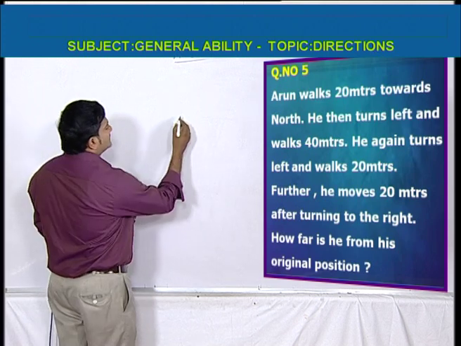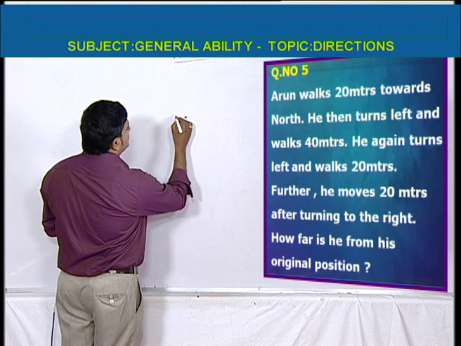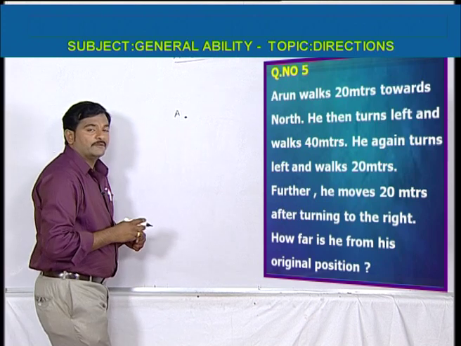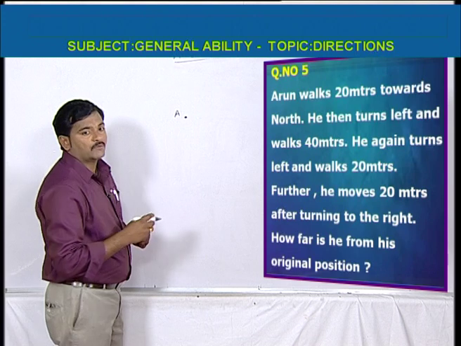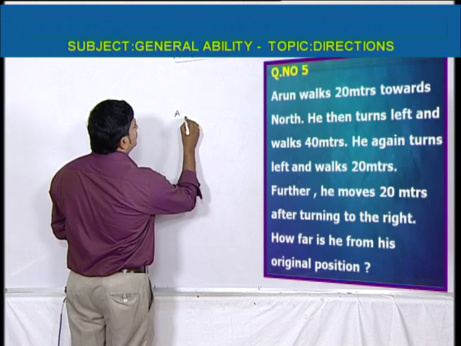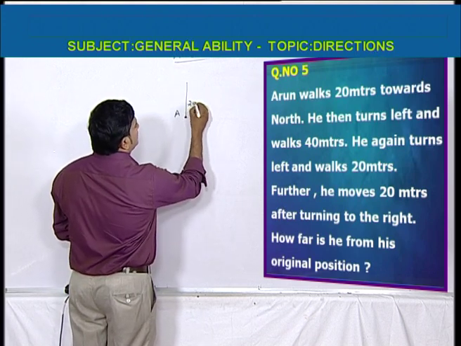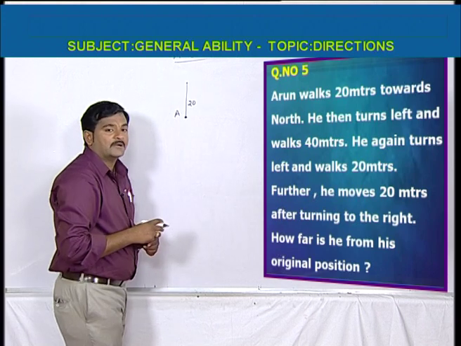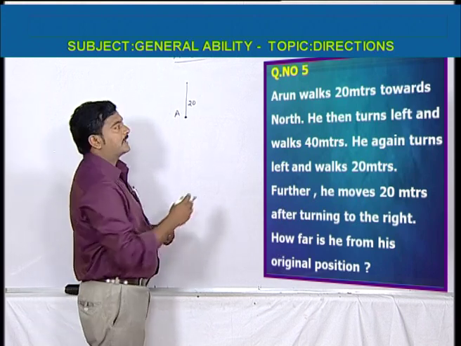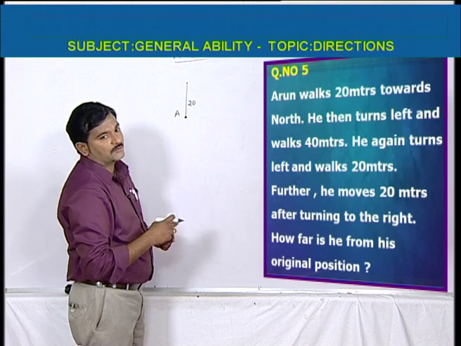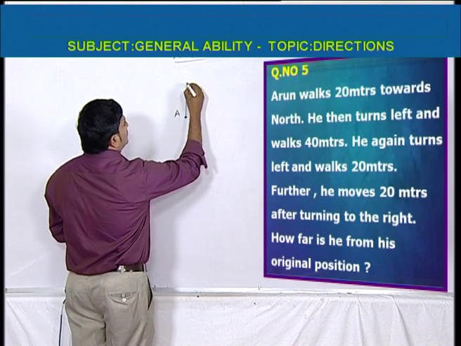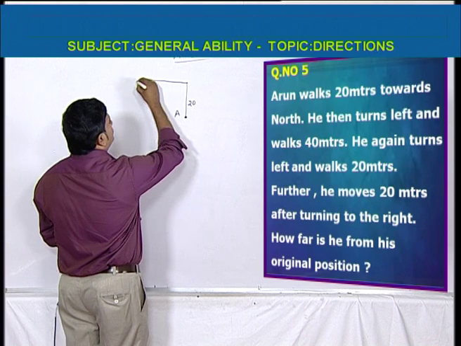So let's say somewhere take a starting point. Let's say the starting point be A. Now he walks how many meters? 20 meters towards north. Okay, no issue. So 20 meters towards north. This is north direction. Then what happened? Then he turns left and walks how many meters? 40 meters. So turns left and walks 40 meters.